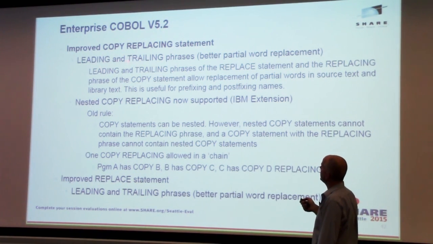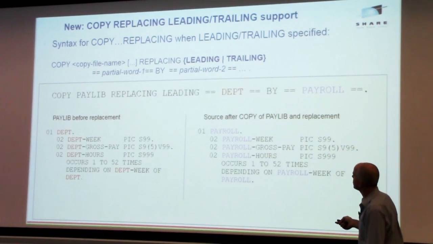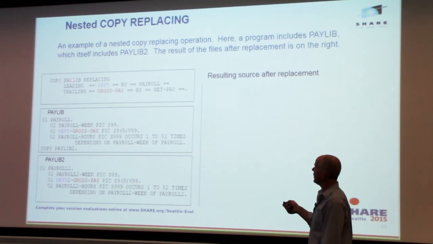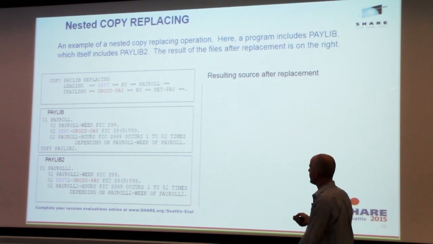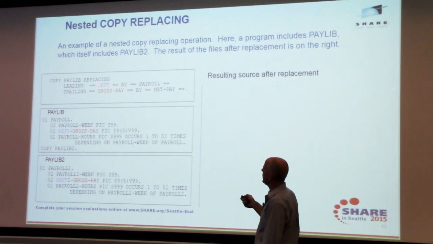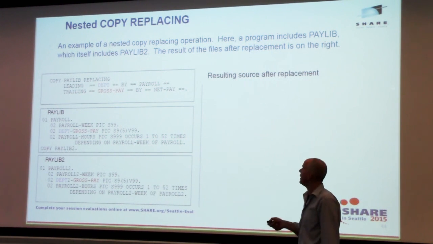Improved copy replacing. You can now do partial word replacement, and you can have nested replacing, and I'll go straight to the nested example. So I'm copying in a copy member, including a header file, you might say. And I'm going to replace leading department with payroll and trailing gross pay with net pay.